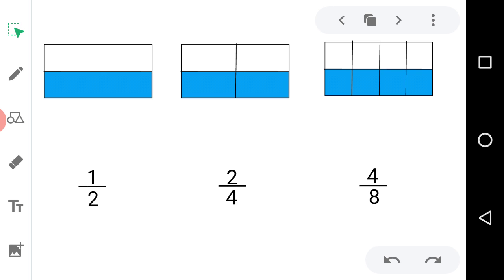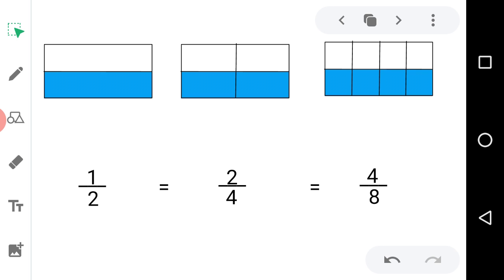All three are equal, but the numerator and denominator are different. So we can say that these three are equivalent fractions.